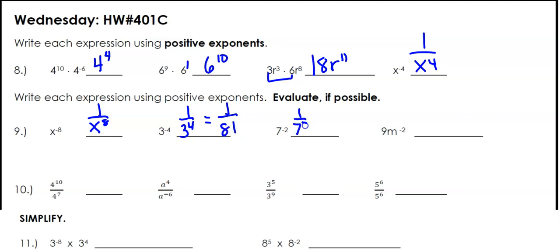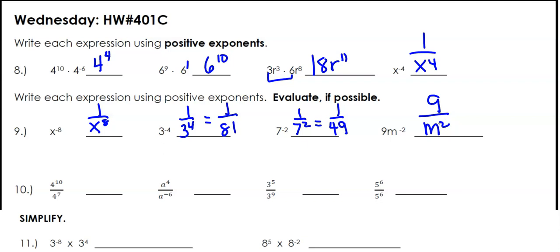1 over 7 to the positive 2 is correct, but evaluate if possible, and we can. Now be careful with this last one here. Only the m has a negative power. The 9 technically has an invisible 1 power. So the 9 stays on the top, and the m squared goes to the bottom.